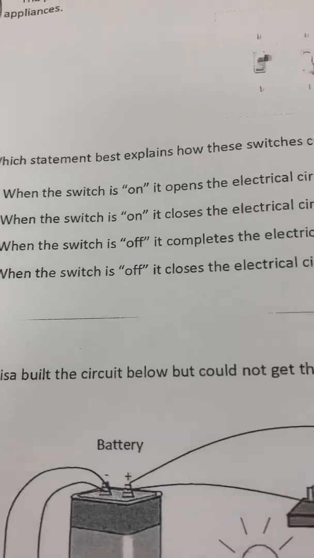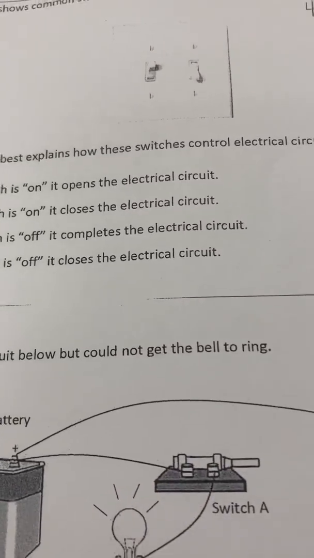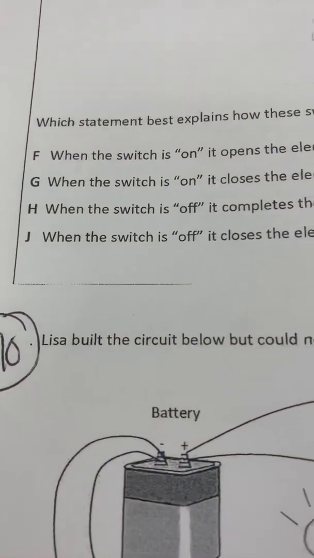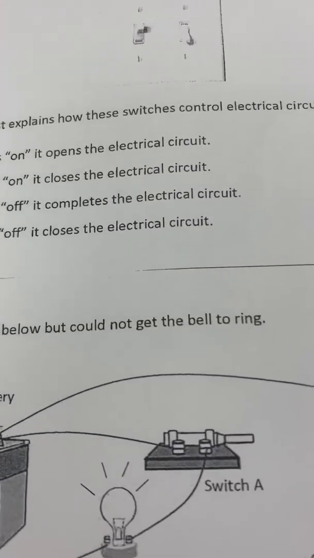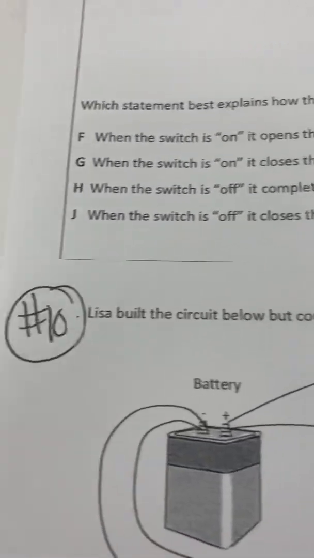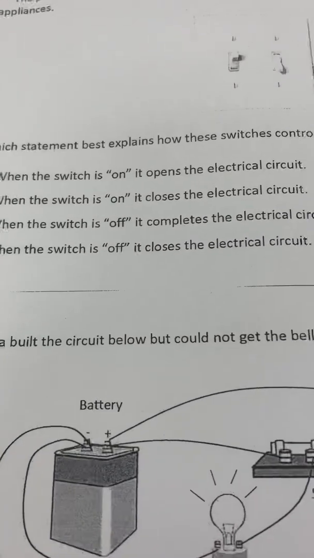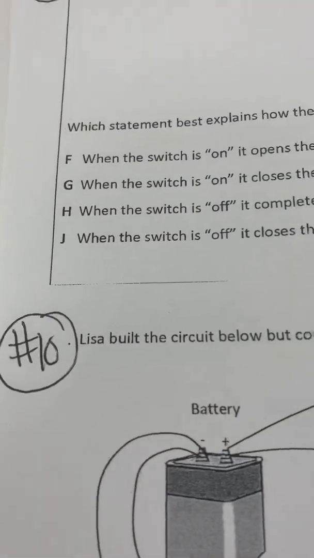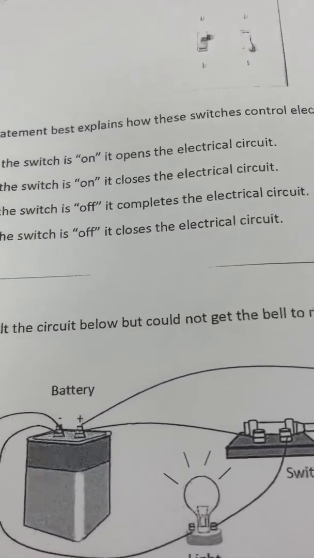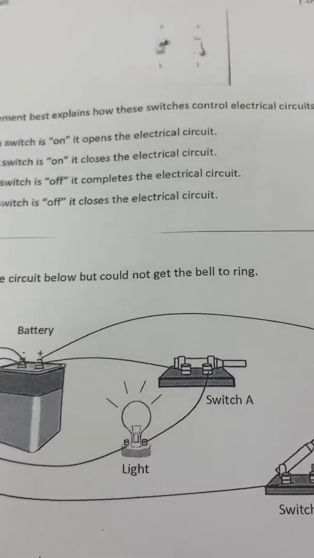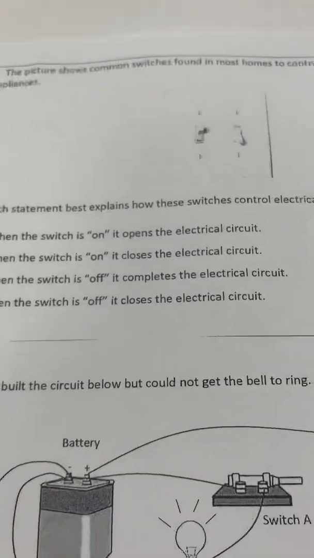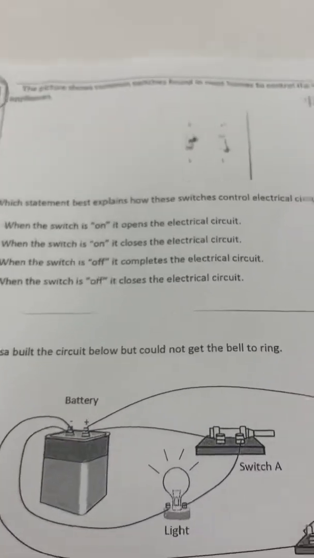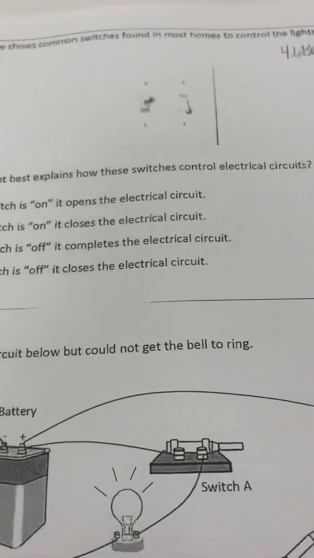Is it F, when the switch is on, it opens the electric circuit? Is it G, when the switch is on, it closes the electric circuit? Is it H, when the switch is off, it completes the electric circuit? Or is it J, when the switch is off, it closes the electric circuit? Which one is a true statement? So you might want to go back and listen to those again.